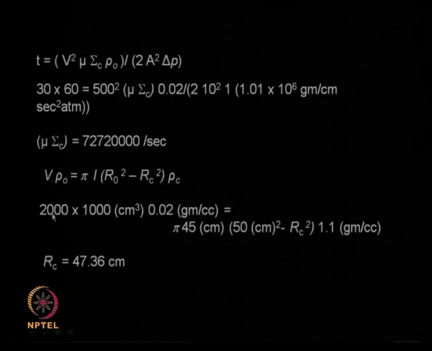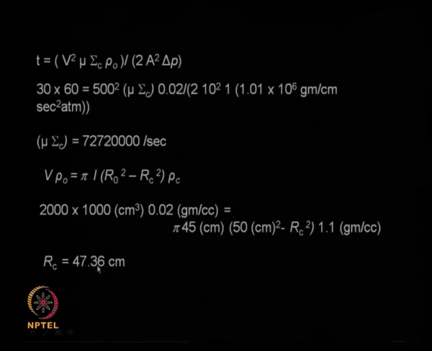So we put volume as 2000 into 1000, so you are converting that into cc, and then the density is given here, grams per cc, then you have pi here, and then the length of the centrifuge is 45 centimeters, then R naught square minus RC square. R naught is the radius of the centrifuge which is given as 50 centimeter. And RC is what you do not know, agreed, and then density is 1.1. So now we know all the terms except RC.